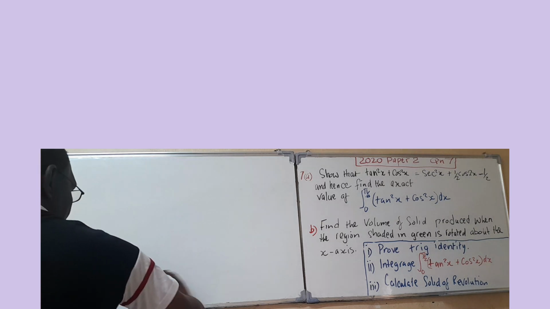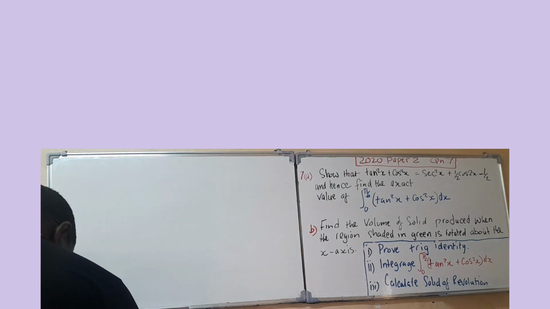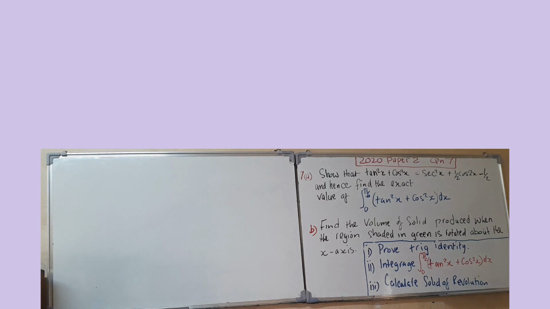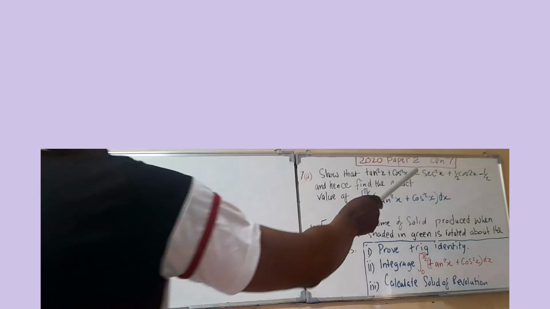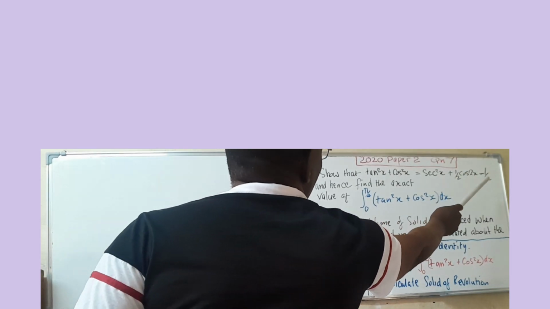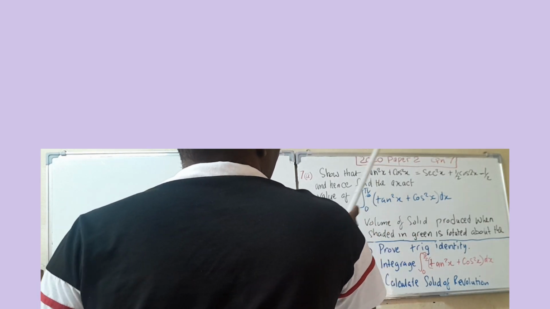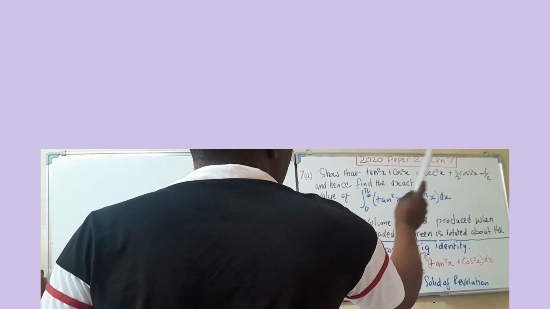Okay, so it says there, tan squared x plus cos squared x is equal to sec squared x plus that one there. First of all, when you are asked to prove a trig identity, you are free to start from any direction, proceeding in the other direction. You can start from this direction going in this direction, or you can start from this going to this direction. In this case, I believe it is much easier to proceed from left to right.